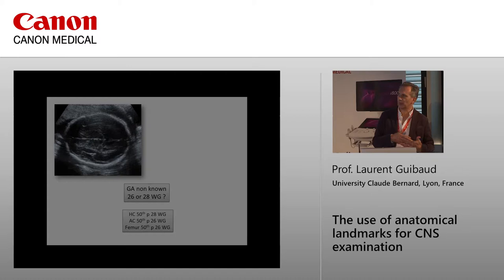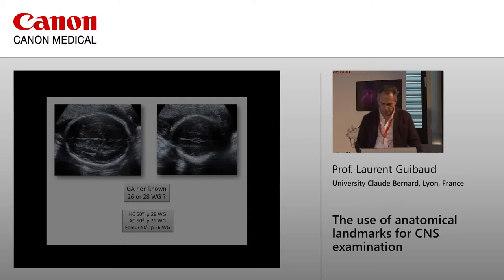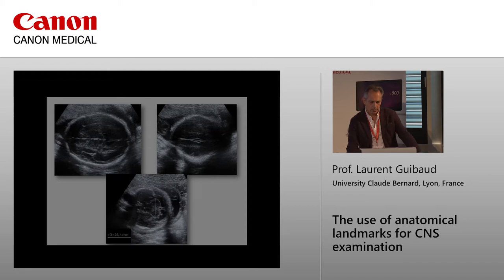26, for sure it's 26. And you can also look, if you are very clever, you go a little bit up, and you have the central sulcus, which appears around 26, a very small depression at 26, which becomes a bit deeper later in the pregnancy. And you can also look at the TCD, the transcerebellar diameter, sorry, it's 28 or 29, around 26. So you are right, it was 26.